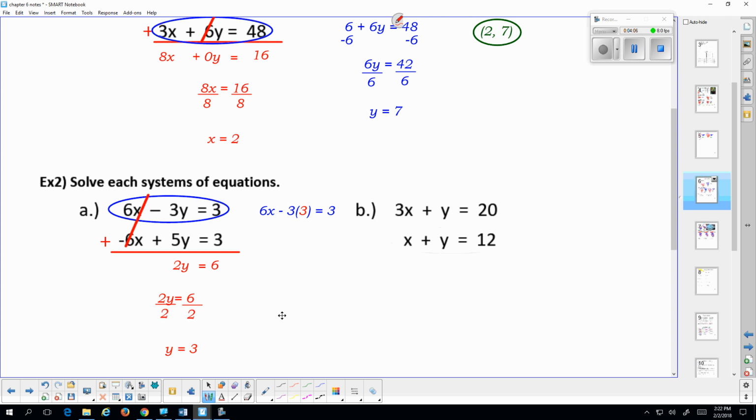So what do I do first? I'm going to do 3 times 3, which gives me 9. Now what do I do? Add 9 to both sides. Now what do I do? Divide both sides by 6. And what is x? x is 2. So my final answer, x is 2, y is 3, so 2 comma 3. That's my final answer.